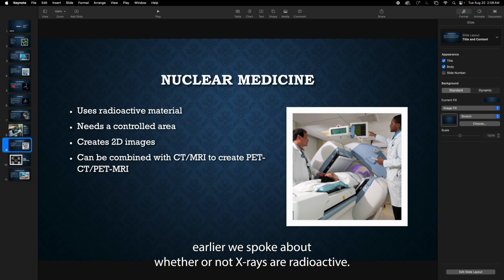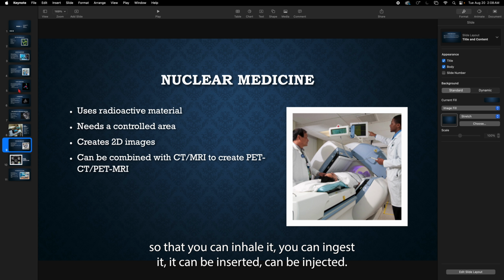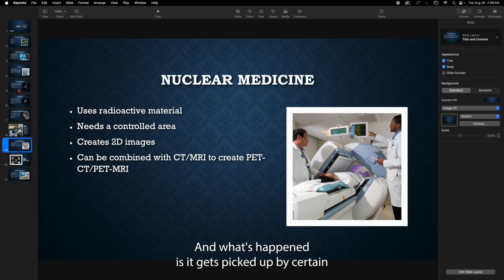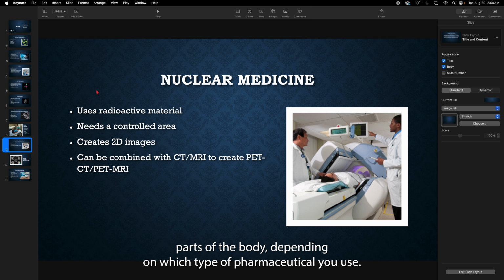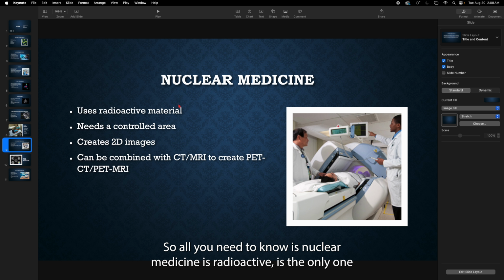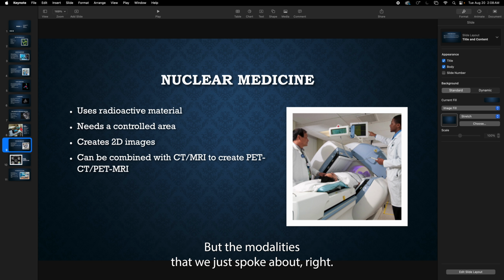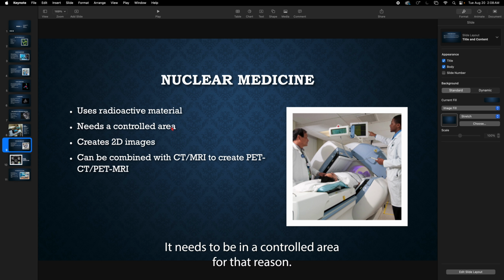Nuclear medicine. Earlier we spoke about whether or not x-rays are radioactive, and I said no, x-rays are not. Nuclear medicine is radioactive, and it uses a radioactive material, so you can inhale it, ingest it, have it inserted, or injected, and it gets picked up by certain parts of your body depending on which type of pharmaceutical they use. So all you need to know is nuclear medicine is radioactive. It's the only one that's radioactive of the modalities that we just spoke about, right? It needs to be in a controlled area for that reason.